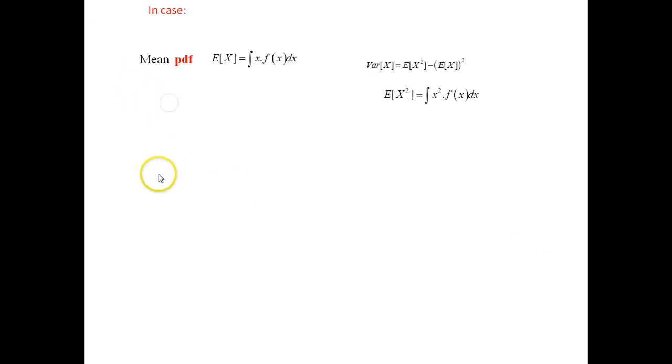In case we're given a PDF, the expected value of a PDF is the integral of x times f of x, and its variance is E of x squared minus E of x all squared, where E of x squared is the integral of x squared times the function of x.